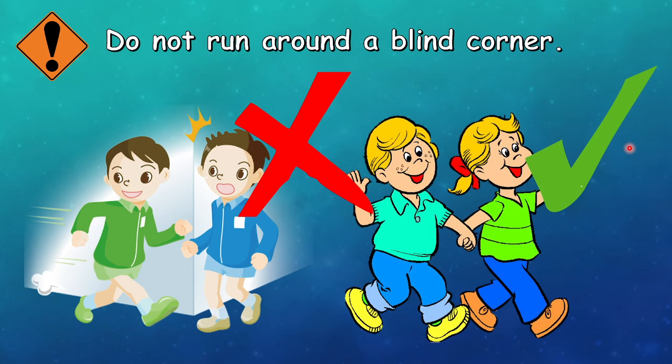Next is do not run around a blind corner. Be sure to think always that there might be someone coming, so you have to be very careful. Maybe it's like this. Maybe you are the slow one. You are the careful one. But what if someone runs towards you, right? That's still an accident. So you should always be alert. So if someone runs, you can stop and not bump, right?